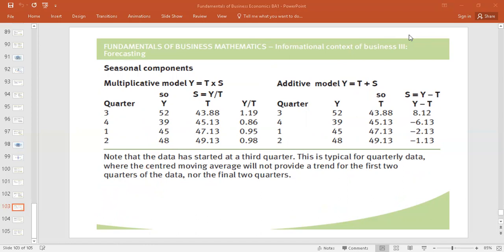Now the seasonal component, if it is a multiplicative model, S will become Y by T. Okay, the trend, and the additive model is given here. So what would we be doing?